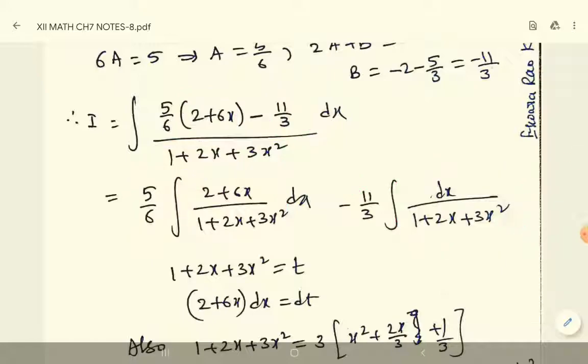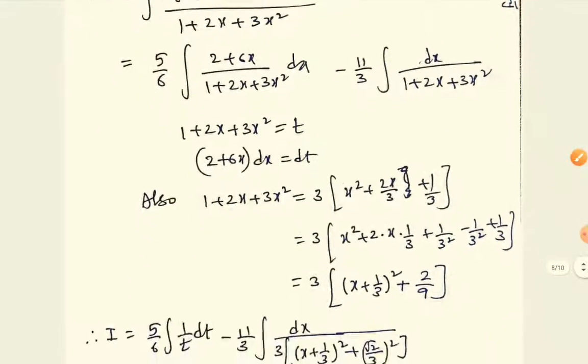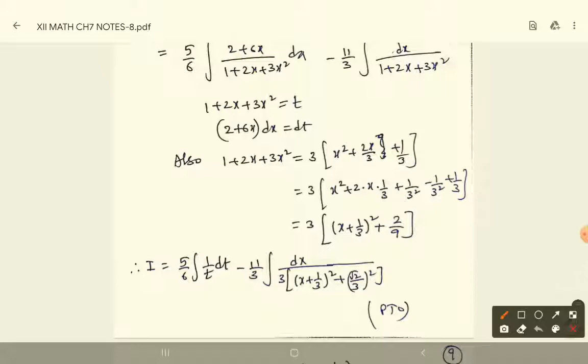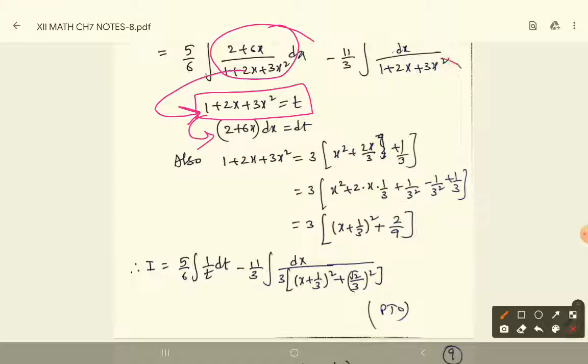So what we do after doing like this, there are 2 methods now. Look, this is a very important model. This is by using the substitution method, by taking denominator is equal to t or quadratic expression is equal to t, I can solve this first integral. The second integral by using completing square method, CSM.